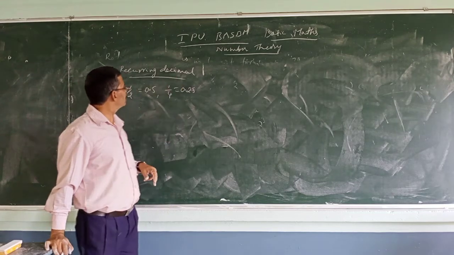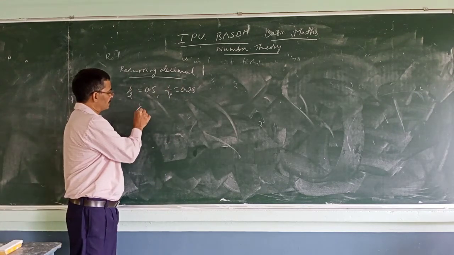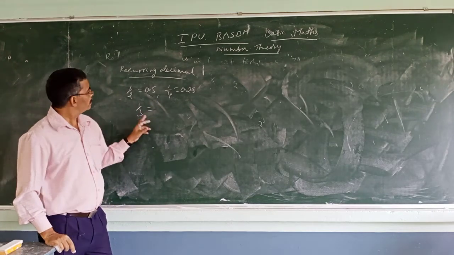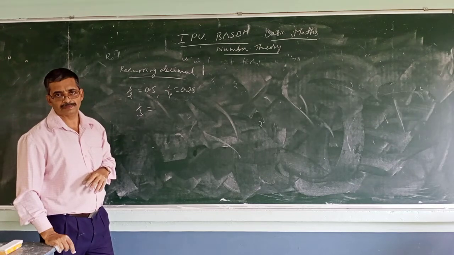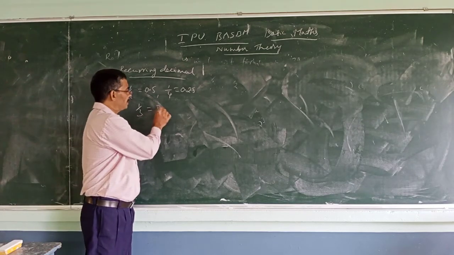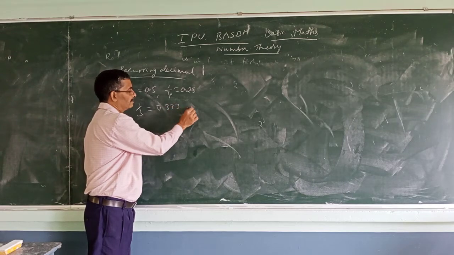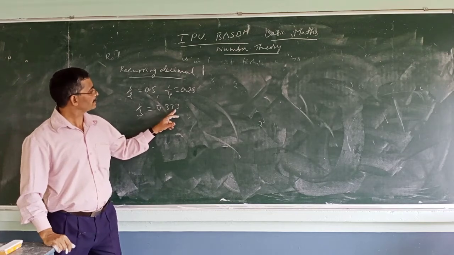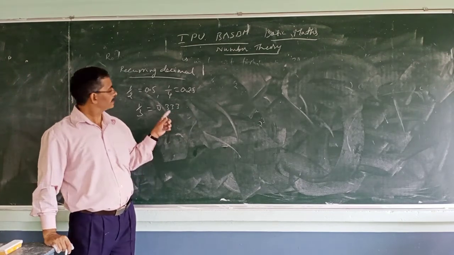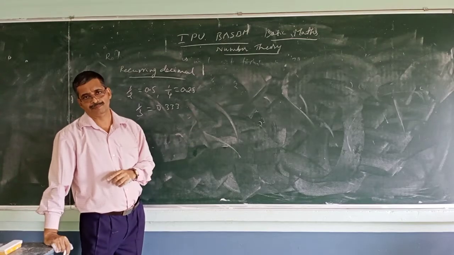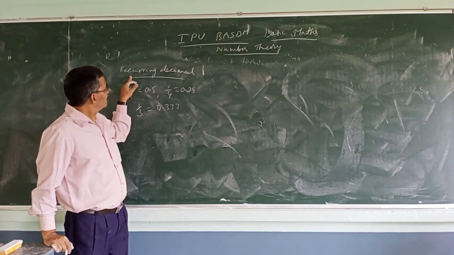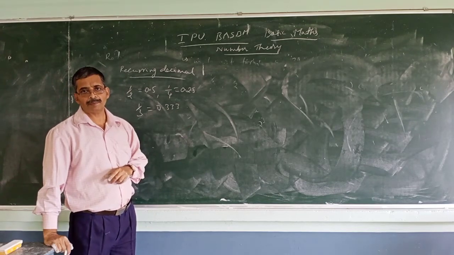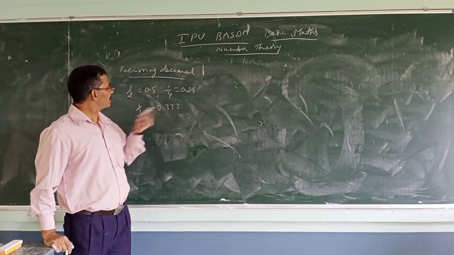Okay, we are discussing recurring decimal. I will give an example. Now take the example of 1 by 3. What is 1 by 3? If you write it in decimal form, it is 0.3333. It will never stop. Some digits are repeated. The digit 3 is repeated. So that is what I meant by recurring decimal.